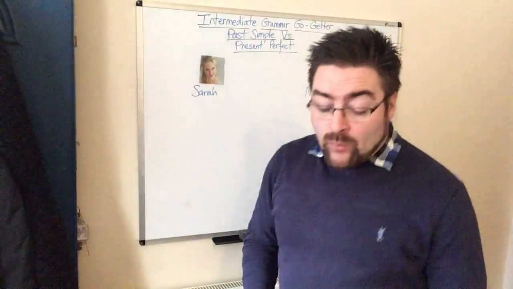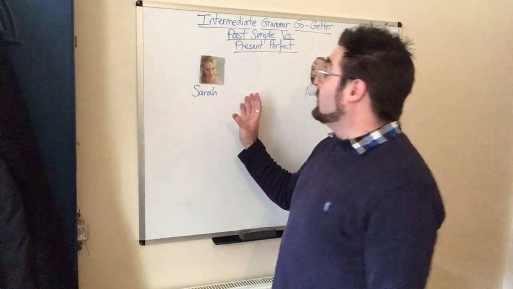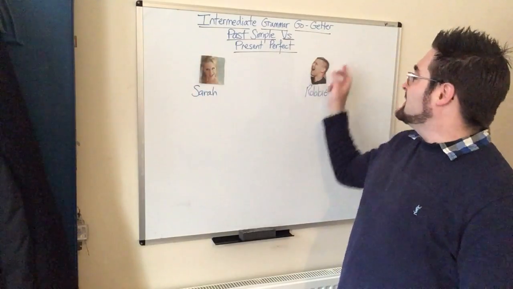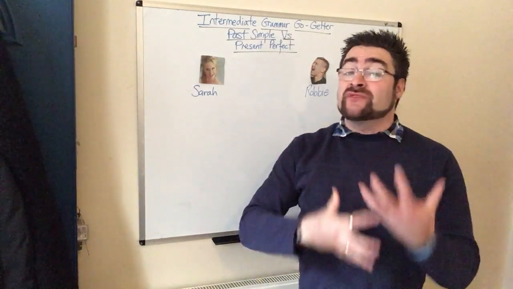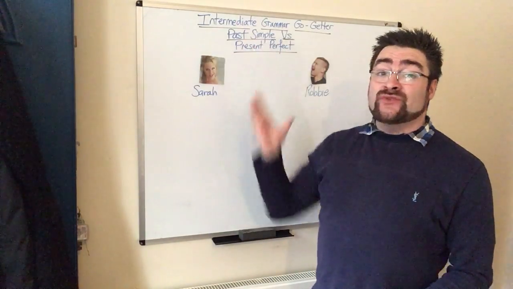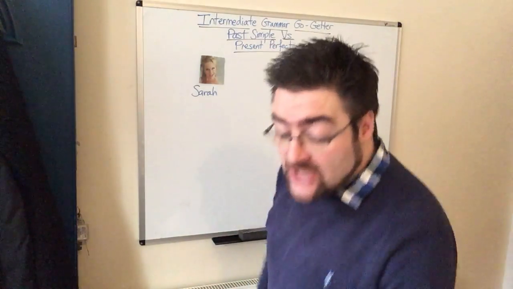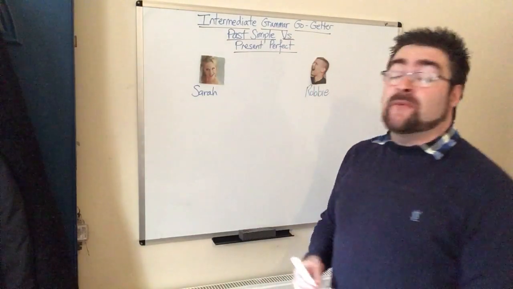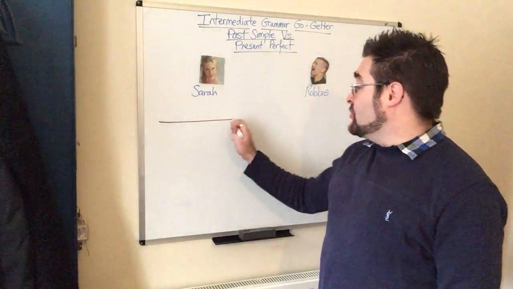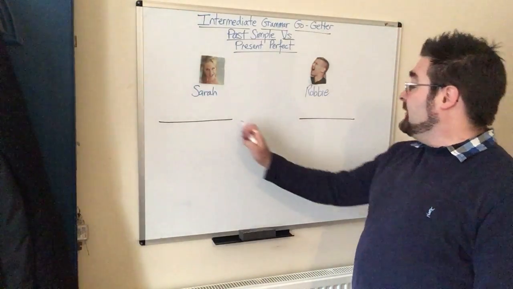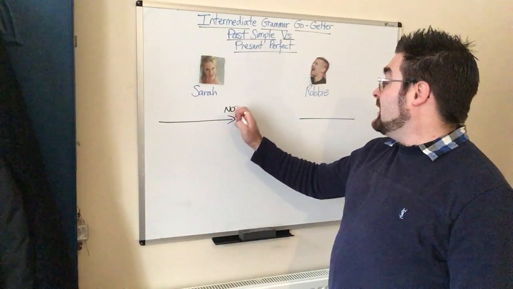Robbie. Now what we're doing here is we're actually going to build stories related to these two characters, and each of the characters is going to represent one of the two tenses. So we're going to start off with something simple, and I'm going to say that both of them love to travel. And so I'm going to draw a timeline here with now.